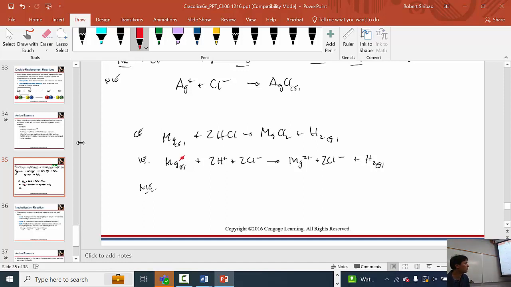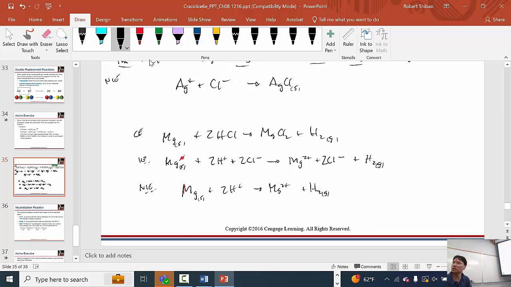All right, what are the spectators here? Not magnesium. Magnesium definitely changed. Chloride? Chloride and hydrogen definitely changed. Can you burn hydrogen gas? Yes. Can you burn hydrogen ions? No. And so magnesium solid plus 2H+ yields Mg2+ plus hydrogen gas. So if we dissolve magnesium metal in hydrochloric acid, we're going to effervesce hydrogen gas.